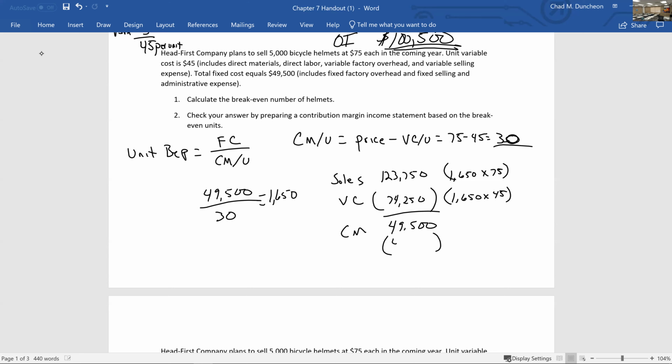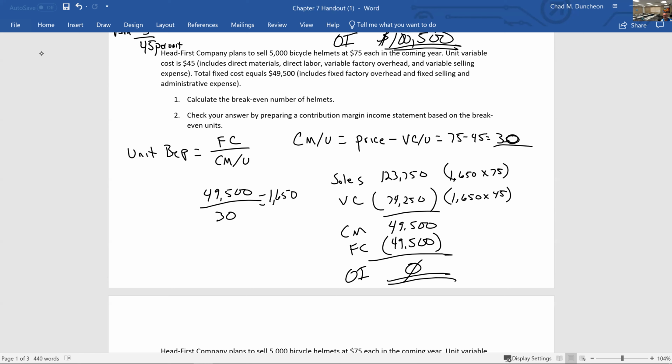49,500. And once you know it, we had 49,500 in fixed costs, making our operating income 0, which was the whole point of trying to figure out our break even number: how much we would need to sell in order to break even.